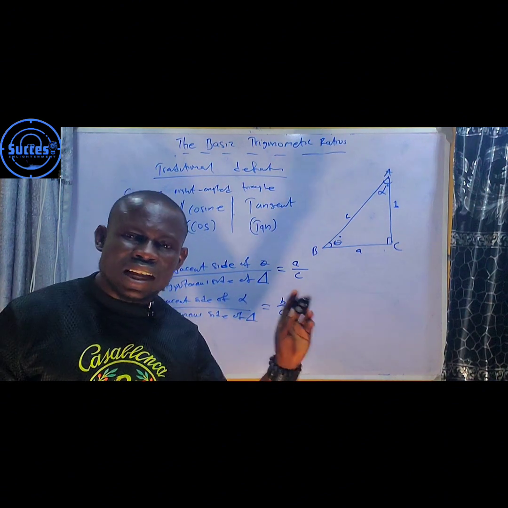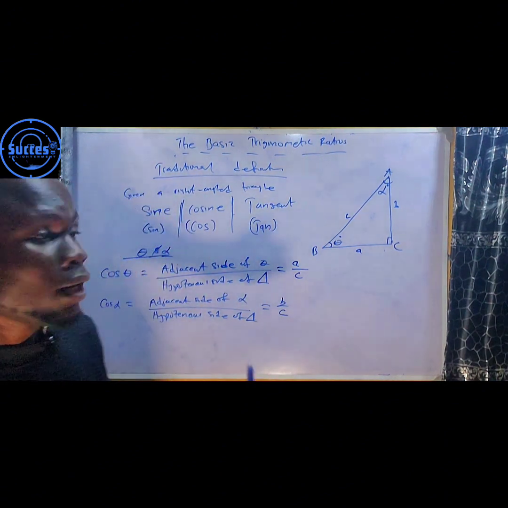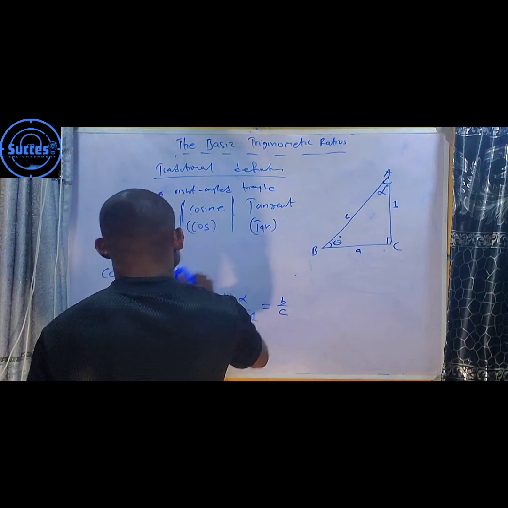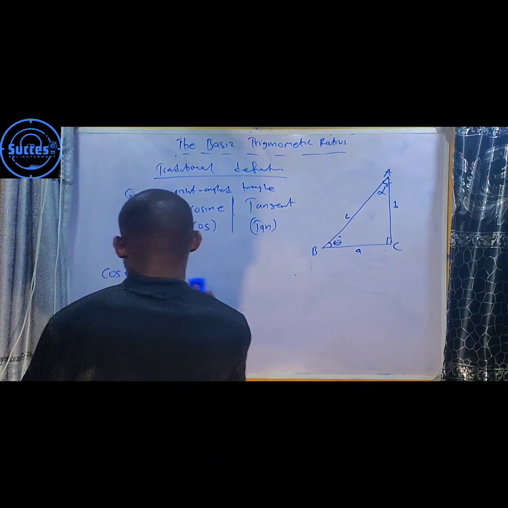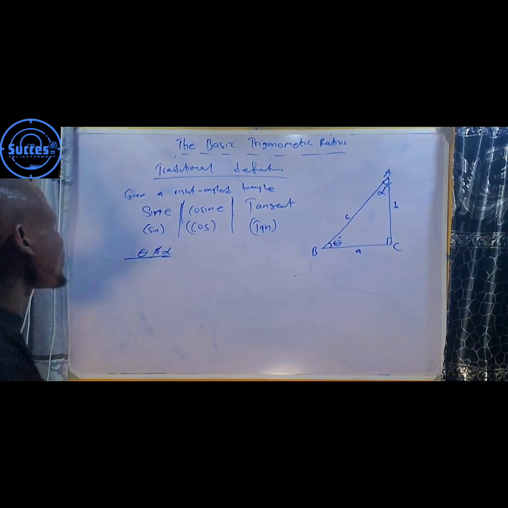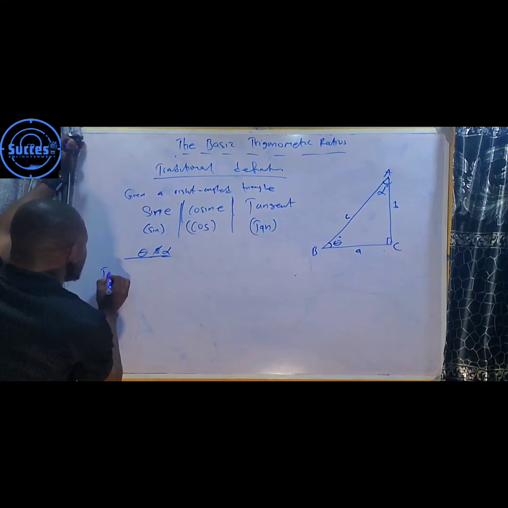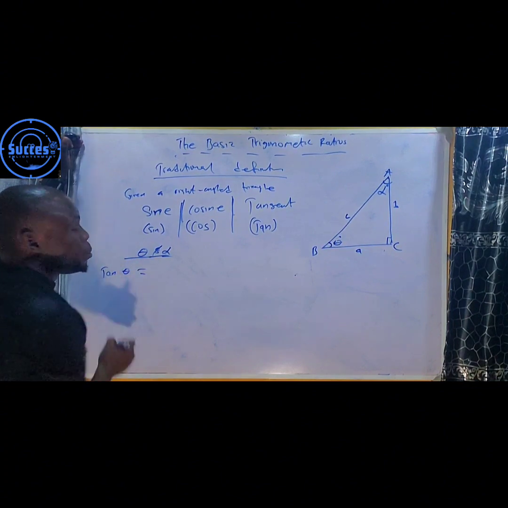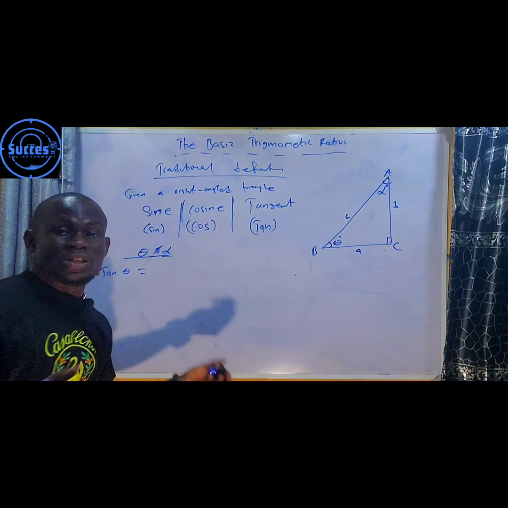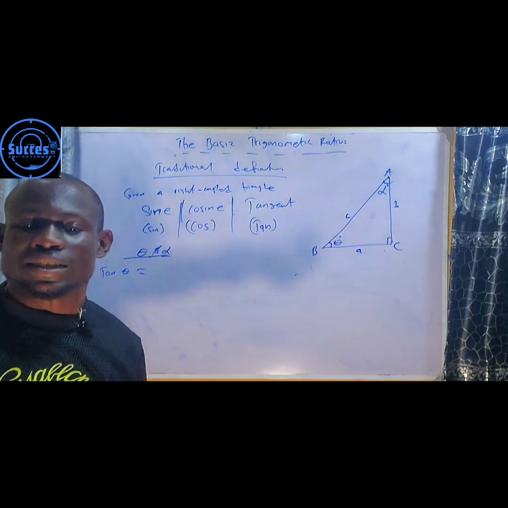Very, very simple. Now let's deal with tangent. Don't forget, tangent is tan. So your tan theta, by traditional definition, will be the ratio of the opposite over the adjacent.